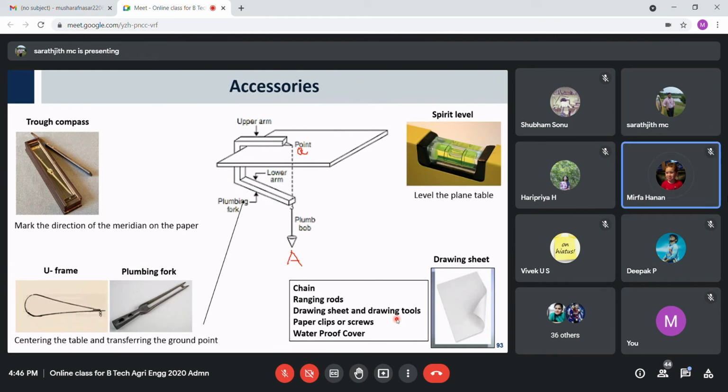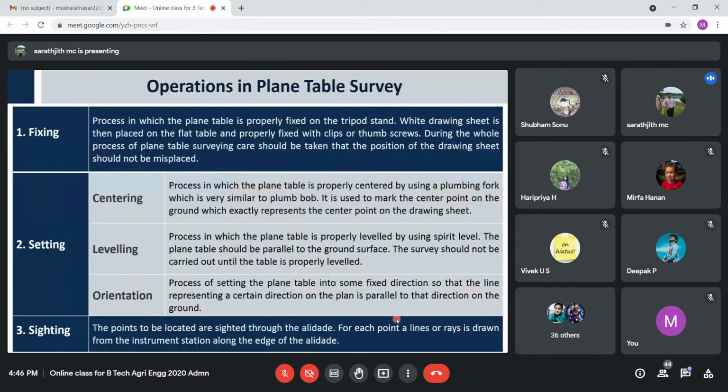Okay, sir. So what are the operations in plane table survey? This is an important question. The chance of this question being asked is very high. So far as I understood, there are mainly three operations in plane table survey: fixing, setting, and sighting.